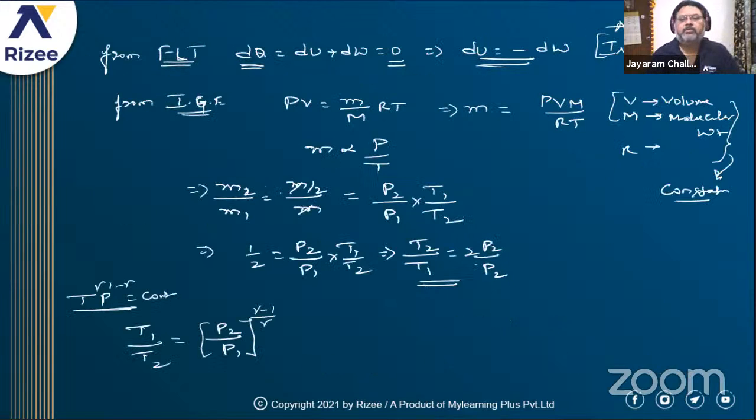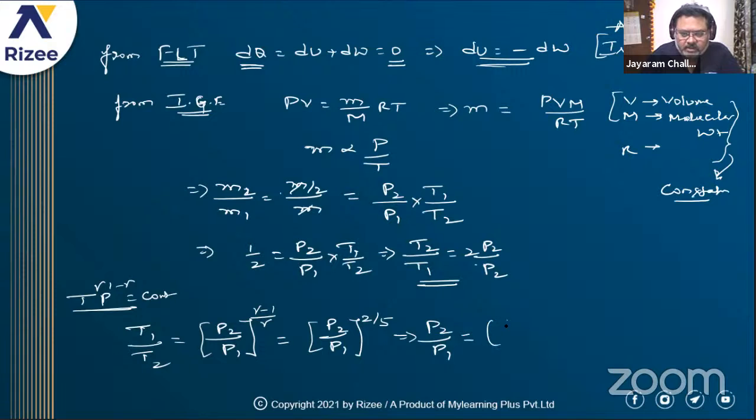So when you substitute this 5 by 3 value in the given relationship, we will have the relationship between the pressures, that is P2 by P1 is equal to (5/3 minus 1) divided by 5/3, which is 2/3 by 5/3. So this comes out to be 2 by 5. Now if I reverse this case, P2 by P1 can be written as (T1 by T2) whole to the power of 5 by 2.